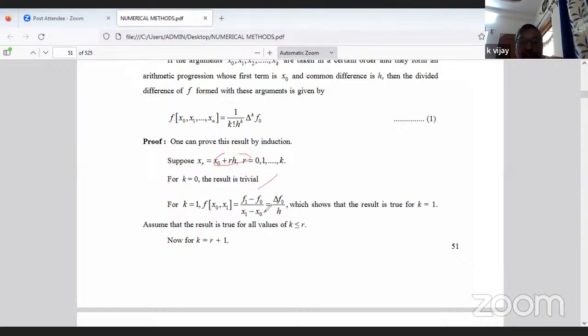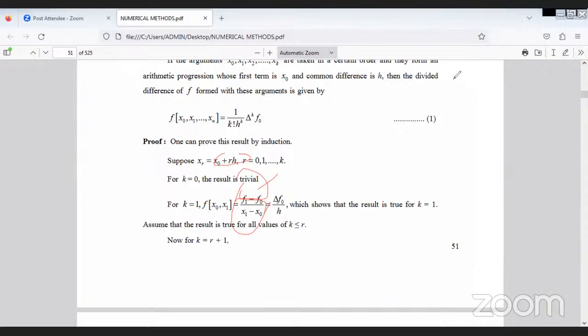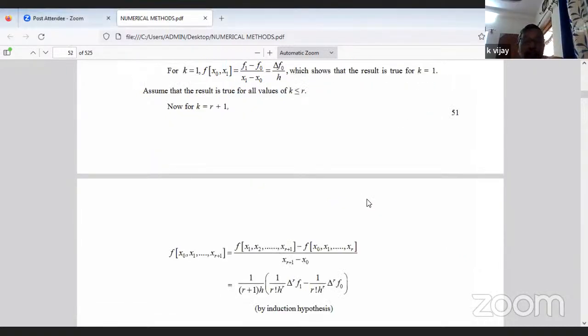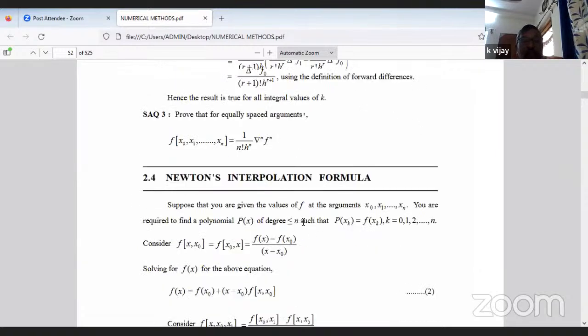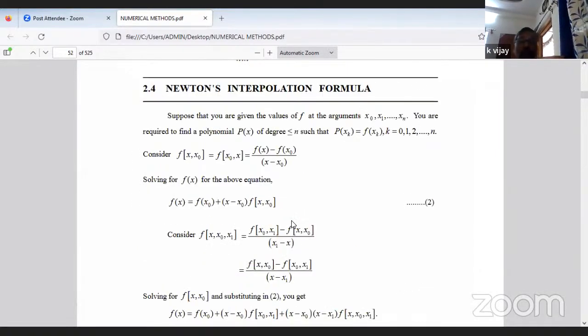This is the y function and this is the x function. This is f1 minus f0 over x1 minus x0, which is called delta f0 by h. Therefore, with the result for k equal to 1, then k less than or equal to 1, we take r plus 1 and r plus 2 values here. So this is one formula, the Newton interpolation formula, a very important formula in Newton interpolation.